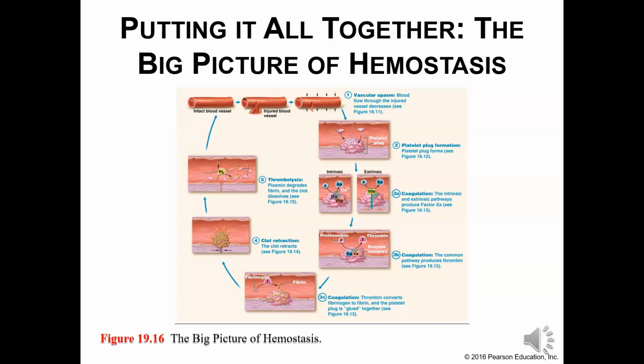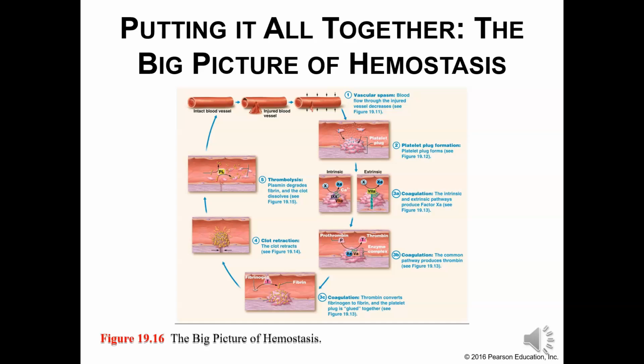And then you get your common pathway producing thrombin, where prothrombin is converted to thrombin from the combination of 10A, 5A, and the enzyme complex plus calcium. Okay, then the coagulation, where the thrombin converts fibrinogen into fibrin, and the platelet plug is then glued together. It's more of a substantial clot now.